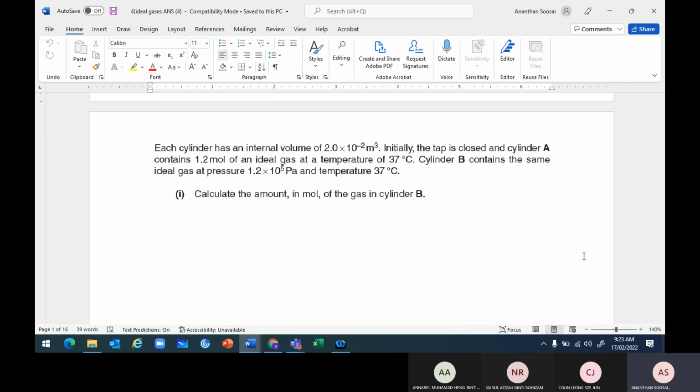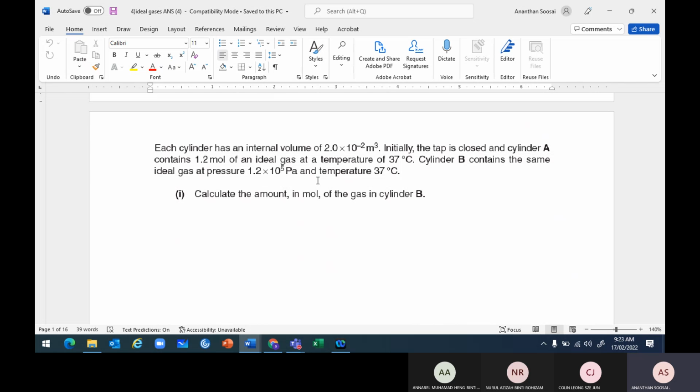Okay, and temperature 37 degrees Celsius. Both temperatures same. Cylinder A contains 1.2 mole. Cylinder B, we don't know how many mole it has. It contains the same ideal gas at pressure 1.2 times 10 to the power of 5 Pascal. Pressure for both containers must be the same, right?